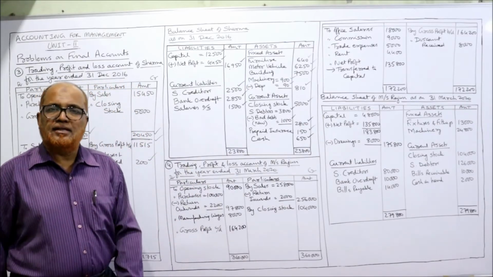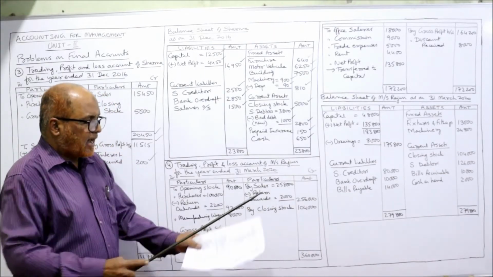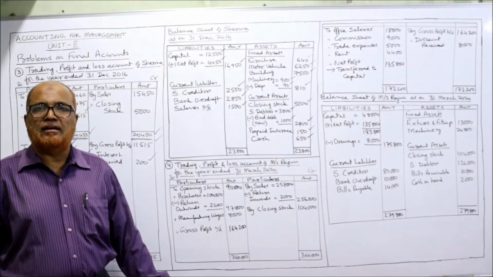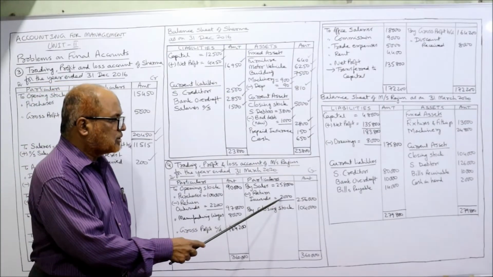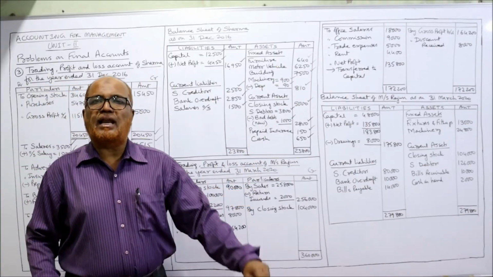Now credit side, sales are given in the problem 2,58,000 and return inward is given 2,000. Return inward means sales return, 2,000. Deduct 2,000, 2,56,000. Closing stock is given last item, 1,04,000.